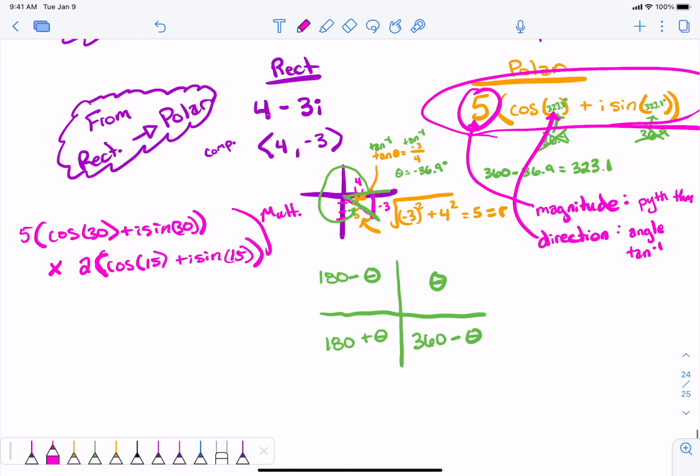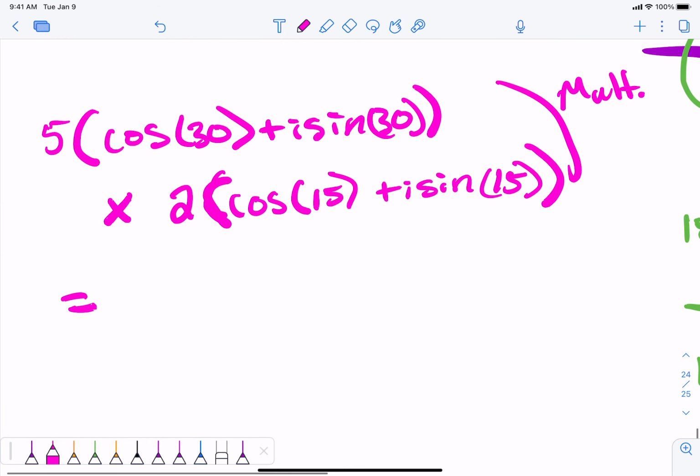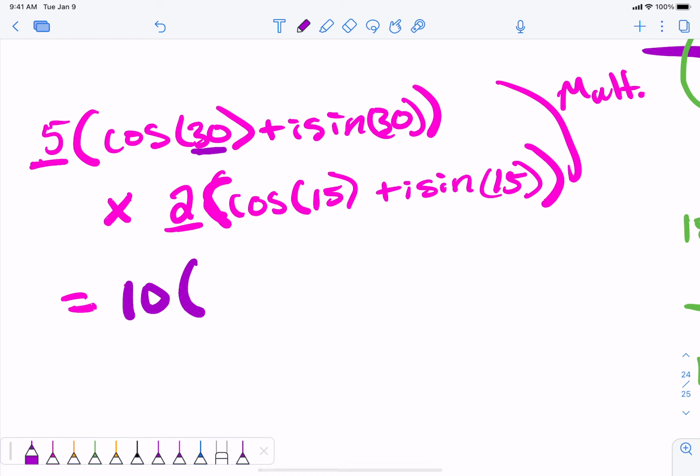How do you multiply those two things together if they're in polar form? You don't necessarily have to get the same cosine and sine, but it will end up being the same cosine and sine. Start with the 5 and the 2. That makes 10. So I just multiply those numbers out in front, but then what do I do with the 30 and the 15? This would be cosine of 45 plus i sine of 45.